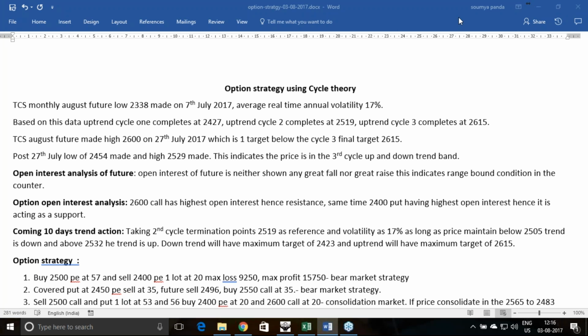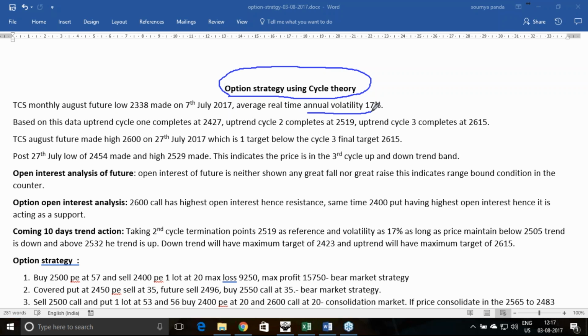In this presentation, I will teach you how you can form an option strategy using the cycle theory. This is one of the best concepts for forming an option strategy. Whenever you form an option strategy with the help of cycle theory, it helps a lot, and you are able to make good money out of that.